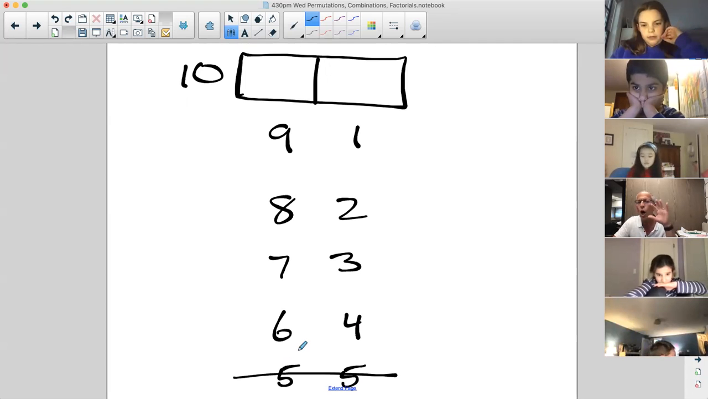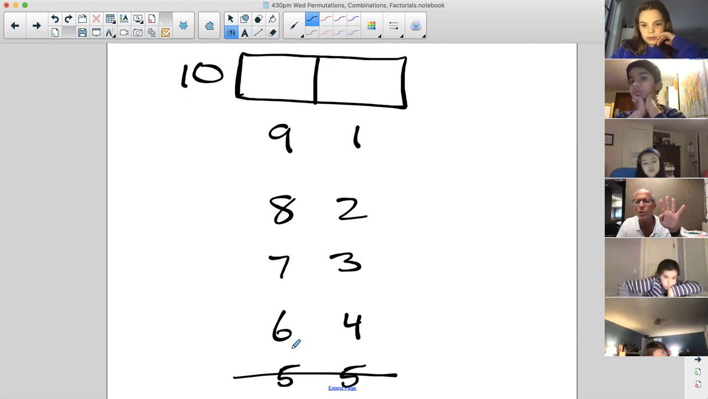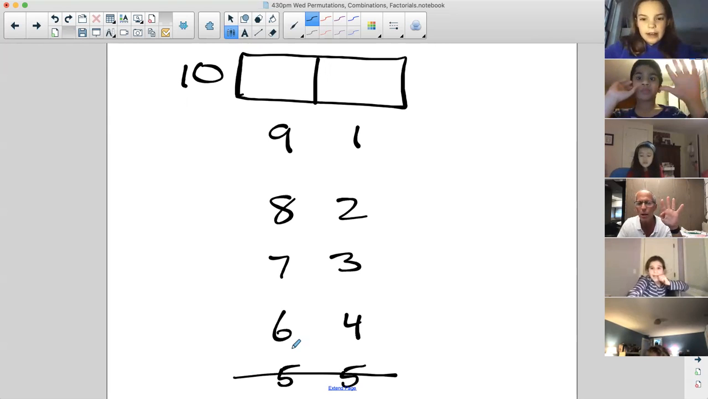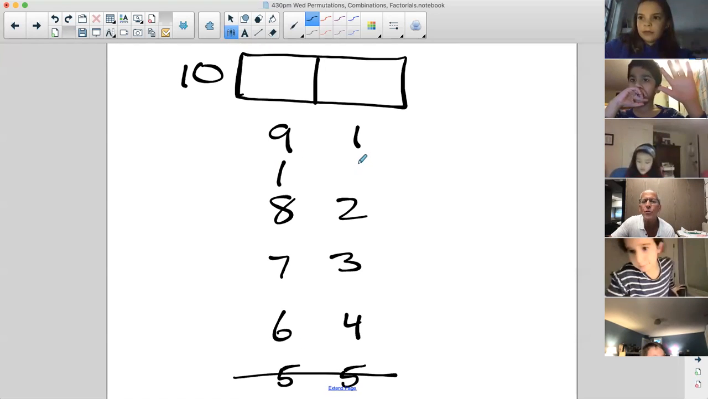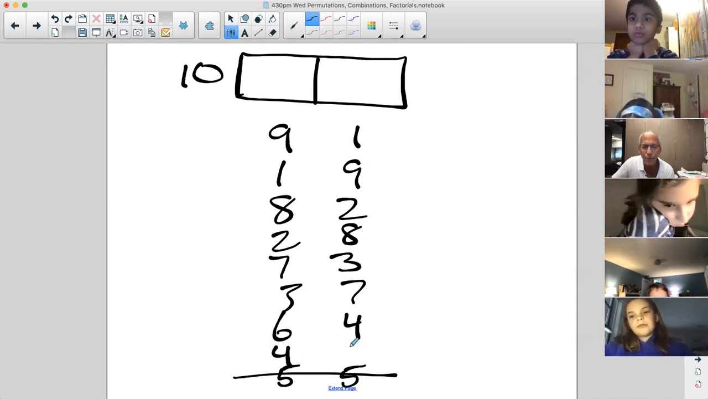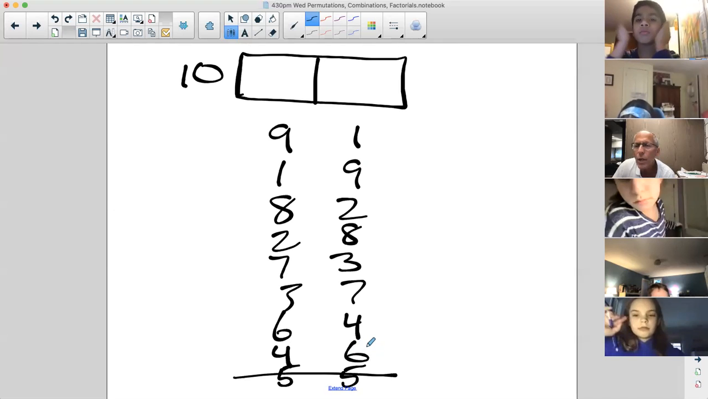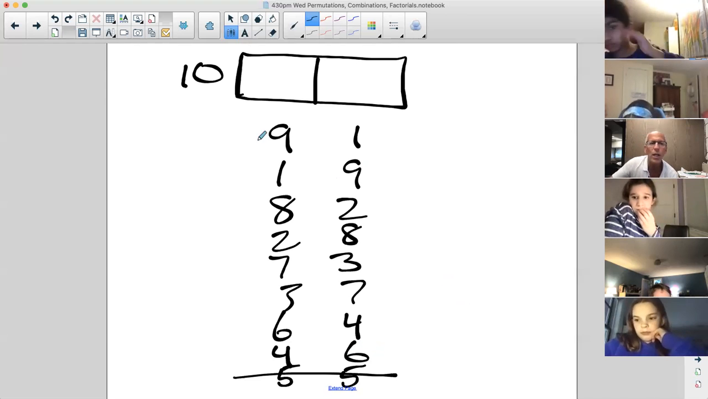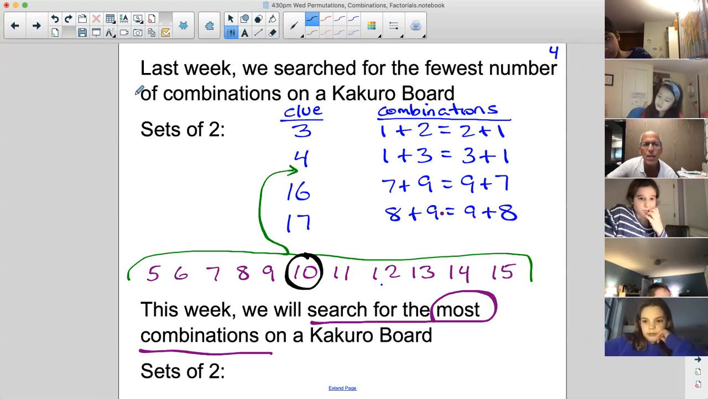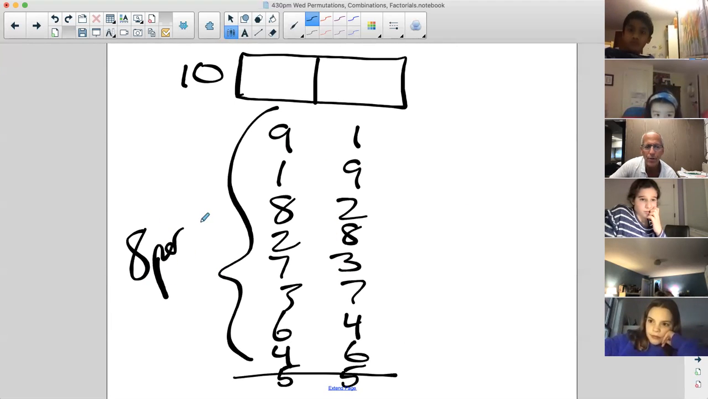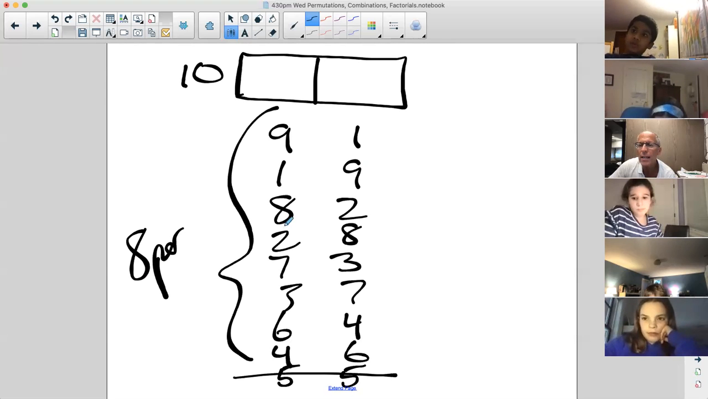So there are 4 combinations and how many permutations? Who can tell me how many permutations? On 3, 1, 2, 3, go. 8. Right, because there's also 1 and 9, 2 and 8, 3 and 7, and 4 and 6. Now, who can come up with another number? Sarah, I don't know if you had your hand up or Jack, but is there another number that you think would also have 8 permutations? 13. Anybody else?